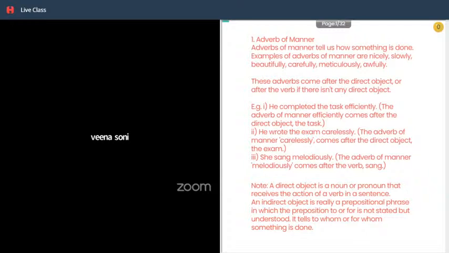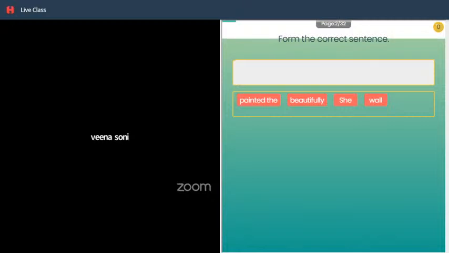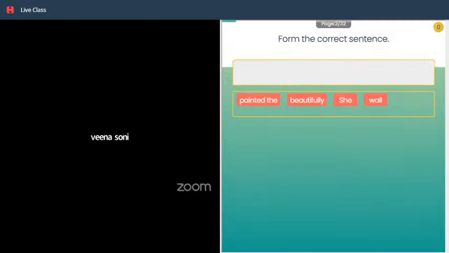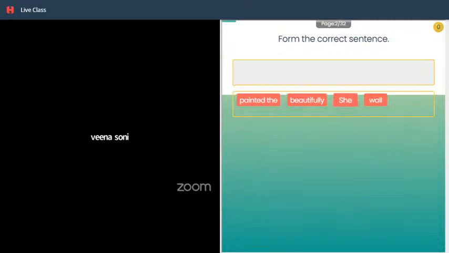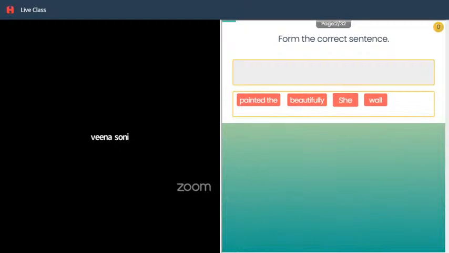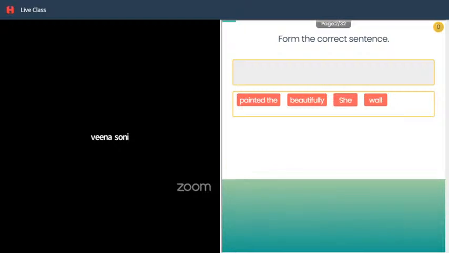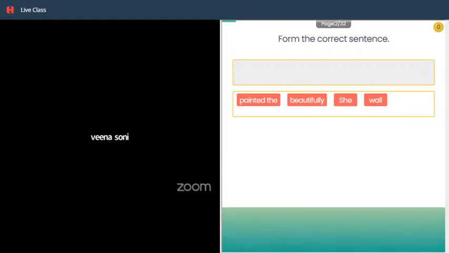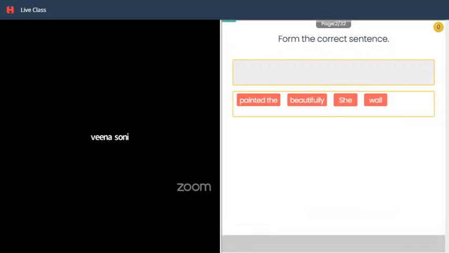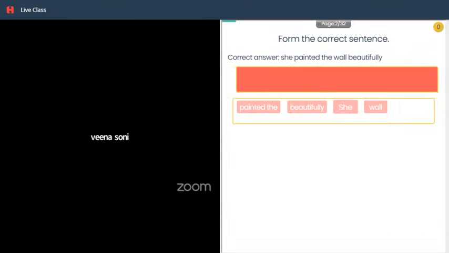Now we're talking about indirect objects. That means when we are not directly stating the noun or pronoun, something is being shown in an indirect manner. An indirect object is really a prepositional phrase in which the preposition for is not stated but is understood. We can understand this with the help of a slide, a form of a sentence. It says: painted the beautifully she was. So we can say she painted the wall beautifully. How did she paint the wall? She painted the wall beautifully.